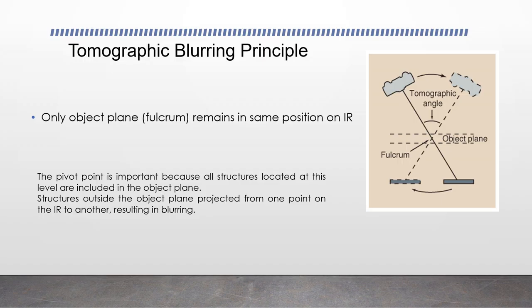Tomographic blurring principle. Only the object plane fulcrum remains in the same position on the IR. The pivot point is important because all structures located at this level are included in the object plane. Structures outside the object plane are projected from one point on the IR to another, resulting in blurring, as seen in the picture here.